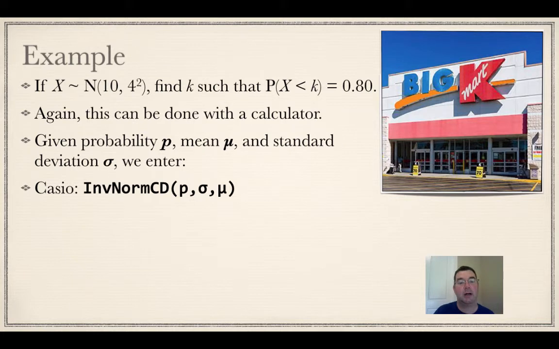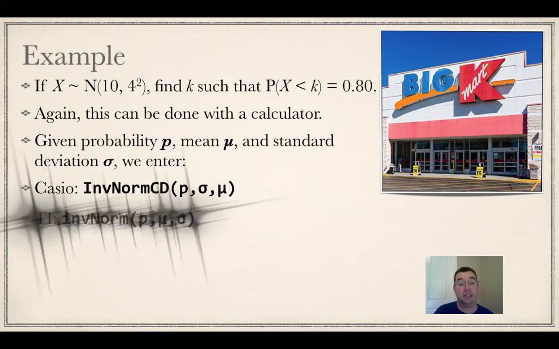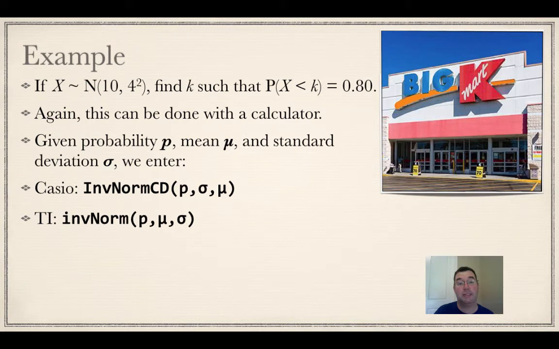And here's the order of the parameters for a Casio. You do the probability first, then you do sigma, and then you do mu. Sigma and mu are last again, just like they were when we were doing normal CD. And again, just like with normal, once you switch to a TI, you've got to switch the order of those last two numbers again. And mu will come before sigma. So just remember that those last two numbers need to be switched.